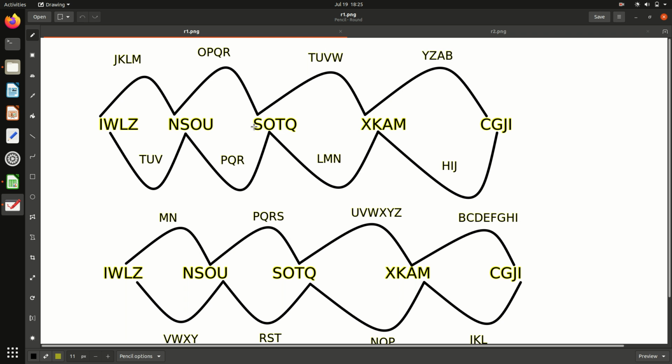Similarly, between S and X, just see all the first letters. Again 4 letters are missing. So after S, T, U, V, W, then X. Similarly, after X, Y, Z and Z is completed, so again we will start from A. So after X, Y, Z, A, B, then C. So you observed some pattern, I hope.